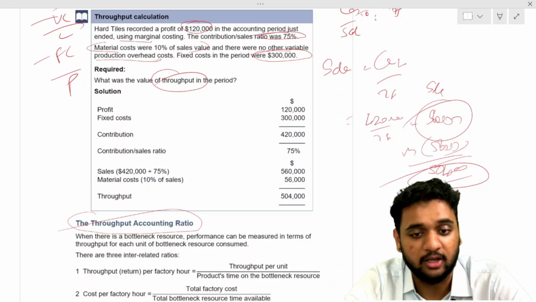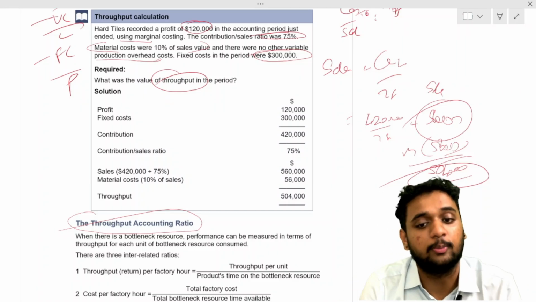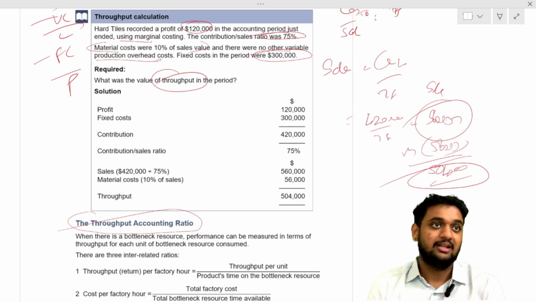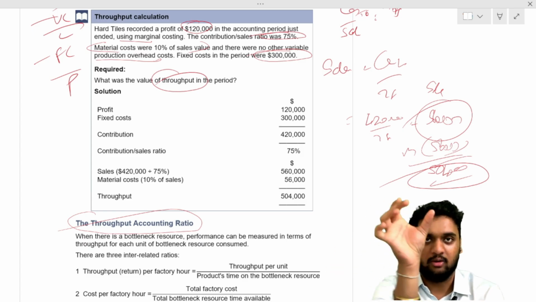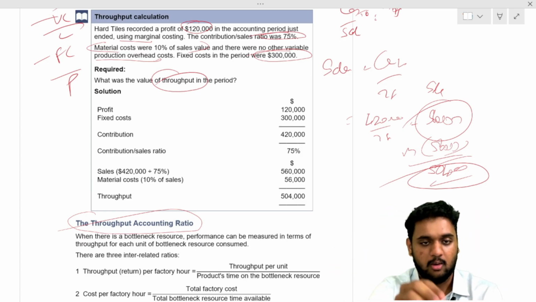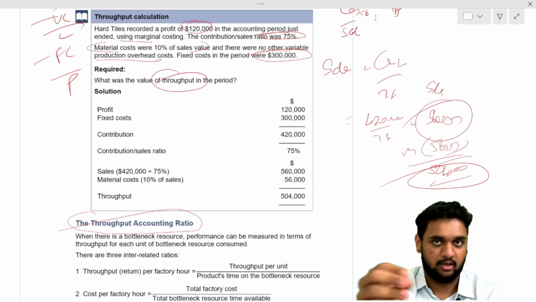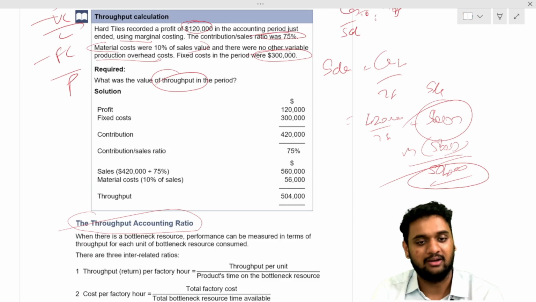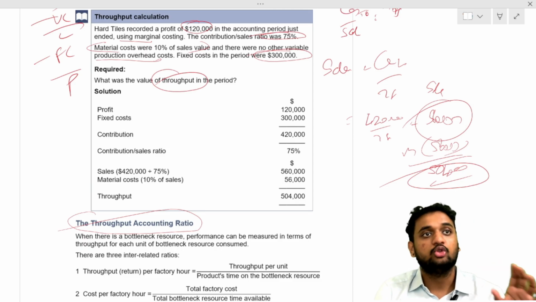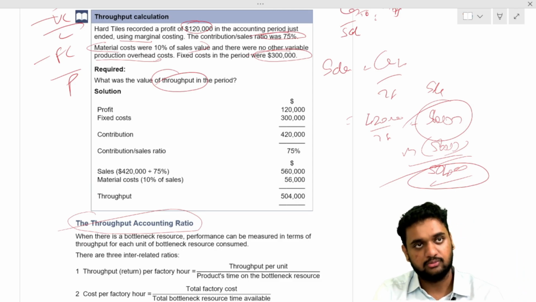Throughput per unit. We have to find the throughput per bottleneck resource, like how we find contribution per bottleneck resource. Here, same thing we will do. Same way we will rank throughput, bottleneck resource, throughput per bottleneck. That's a separate formula. That will come later. Now we are going to learn a ratio called throughput accounting ratio. For that, first you have to find throughput per bottleneck resource.